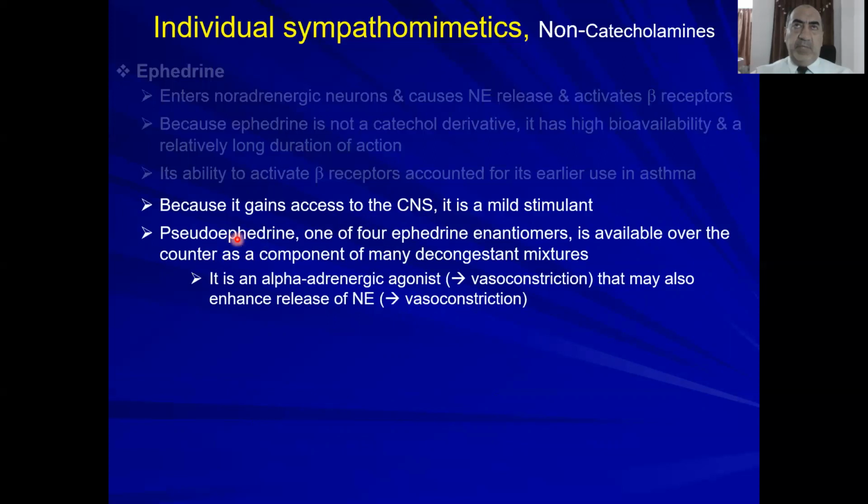Pseudoephedrine is an enantiomer of this drug. Enantiomer means it's similar in the chemistry, the atoms are similar, but it's different in the stereochemistry. So it's available over the counter as a component of many decongestant mixtures. You see the cold and cough syrups, mostly they contain pseudoephedrine. How does it exert its decongestant effect? Because it has alpha adrenergic agonist effect, causing vasoconstriction, and it also facilitates the release of norepinephrine, which again will cause vasoconstriction.